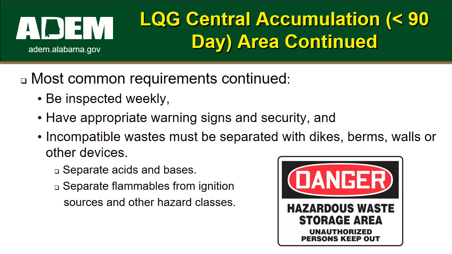More large quantity generator central accumulation, or less than 90-day, area requirements. Central accumulation areas must be inspected weekly, have appropriate warning signs and security, and incompatible waste must be separated with dikes, berms, walls, or other devices. As a rule of thumb, separate acids and bases and keep flammables away from ignition sources and waste in other hazard classes.